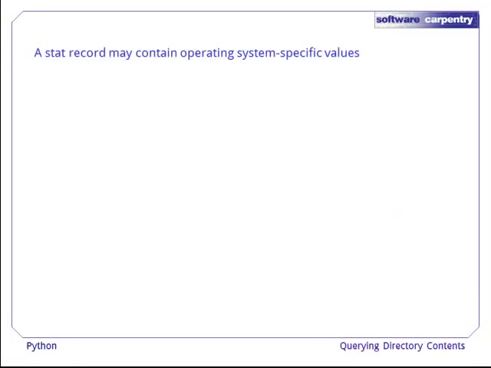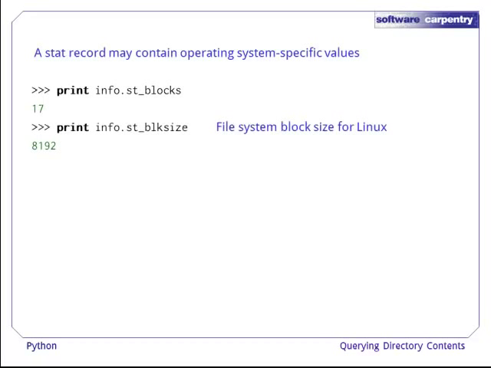The stat record may also contain operating system specific information. For example, for Linux, this can include the number of blocks used by the file and the file system block size.